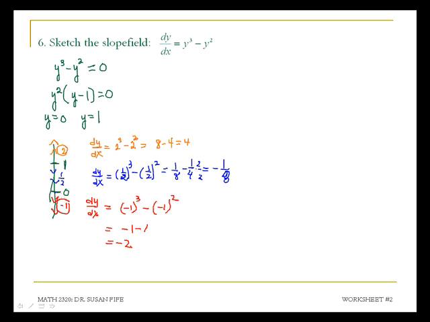Okay, now let's label our points. At 1, the graph above 1, y equals 1, is increasing, and below it's decreasing. So from both directions, the graph is flowing away from it. So y equals 1 is a repeller, and that means it's unstable.